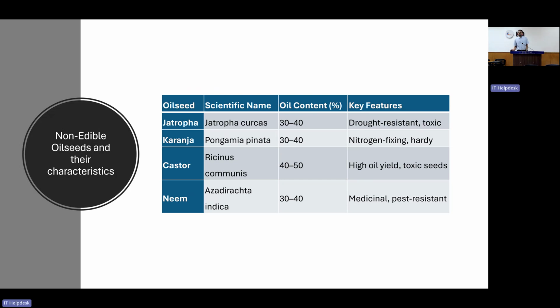And these are the non-edible wild seeds which are mostly considered for biofuel production. They are Jatropha, Karanja, Castor, and Neem. They have very high oil content, and that's why they have a very high economic return on the investment. The oil content in these feedstocks mostly varies from 30 to 50%, so it carries a very high economic value.